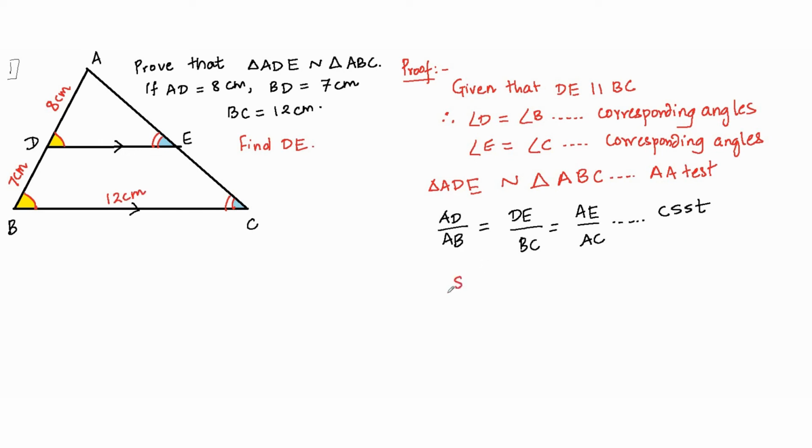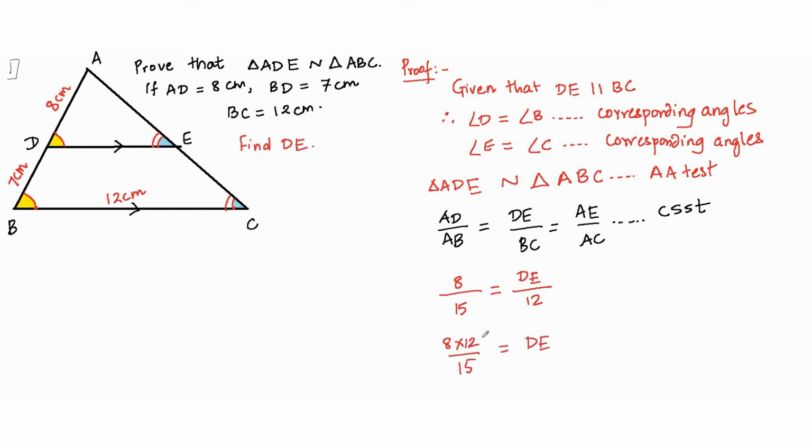AD is 8. So 8 divided by AB. Now AD is 8 and DB is 7. So AB is going to be 15. So 8 by 15 is equal to DE, which is something that I have to find out. So DE divided by BC is 12, right? And therefore 8 into 12 divided by 15 is equal to DE.